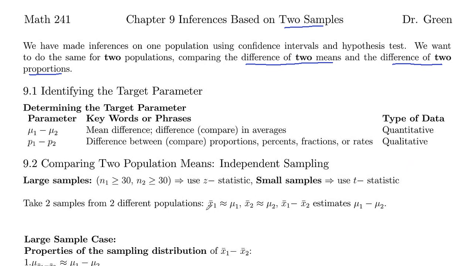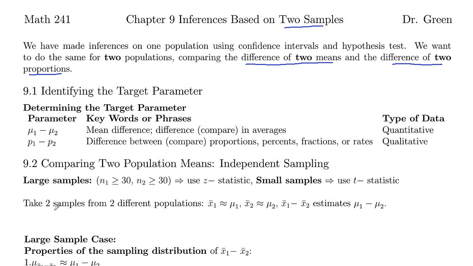So let's look at the case first of two population means and independent sampling. If we have large samples, and that's the case where n1 and n2 are both greater than or equal to 30, then we can use the Z statistic for our sampling distribution. If we have small samples though, then we'll need the T statistic, the T distribution.